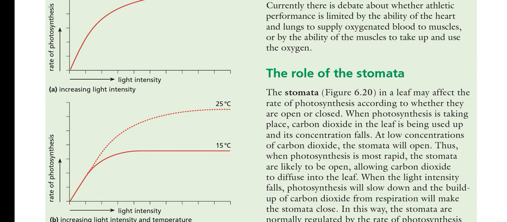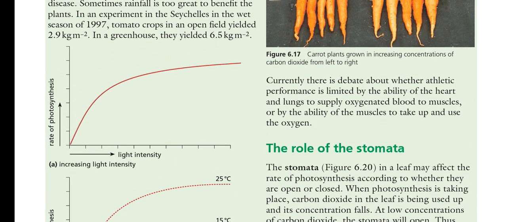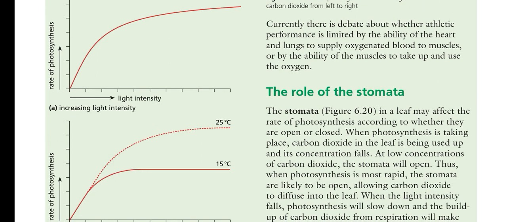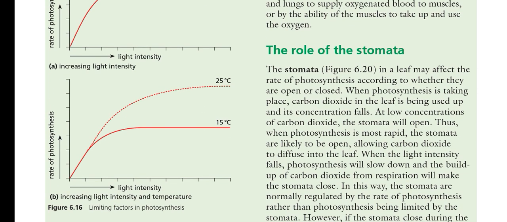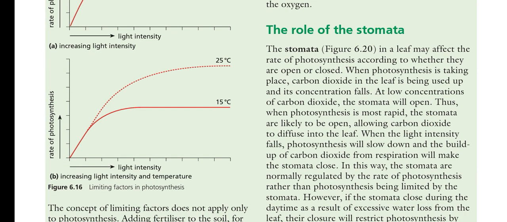So here we have the role of stomata in photosynthesis. Actually, stoma is the singular word and stomata is the plural. The word stomata means a hole or pore, surrounded by guard cells. In between the guard cells there is a hole or pore that is called a stoma, from which gas exchange takes place. The stomata in the leaf may affect the rate of photosynthesis according to whether they are open or closed.